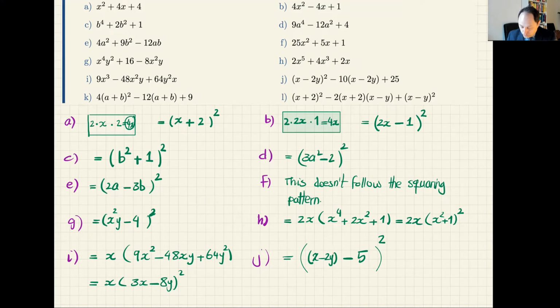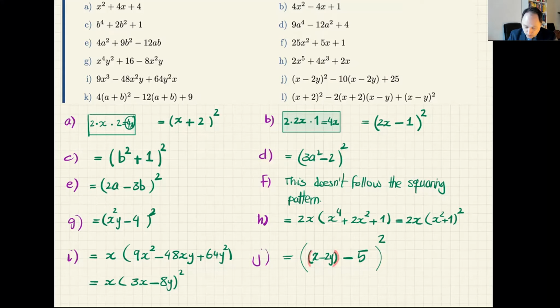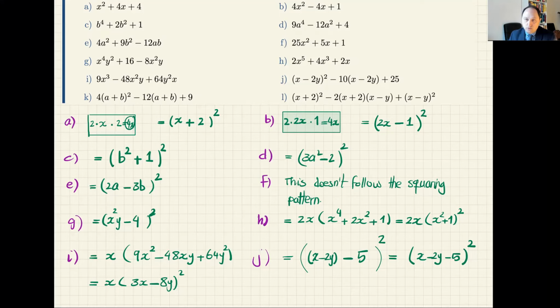There is no role for this pair of brackets. This pair of brackets has a role. This means that the whole expression should be raised to power 2. But there is no role for this one, so let us get rid of that. So I would write this, and then I would say that, okay, the inner pair of brackets are not necessary, so I just remove them. And then the answer is as simple as that: x minus 2y minus 5, to the power of 2. So that is the answer to this problem.